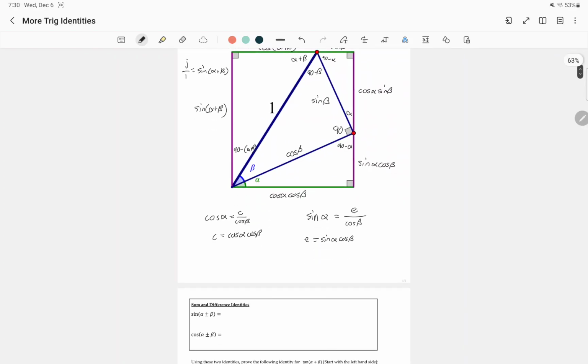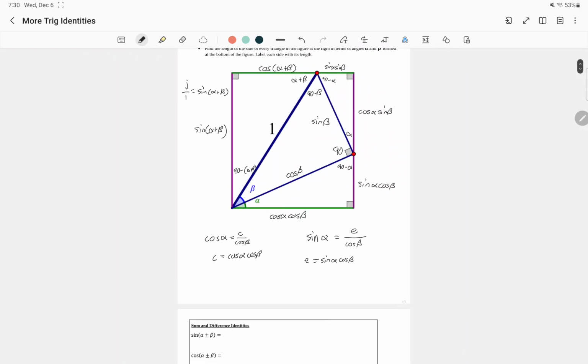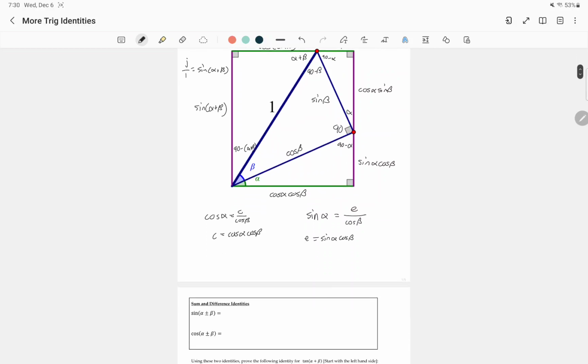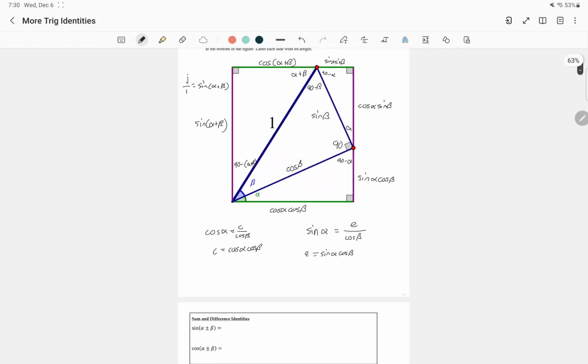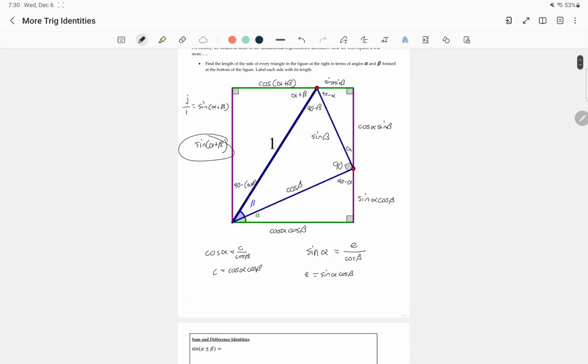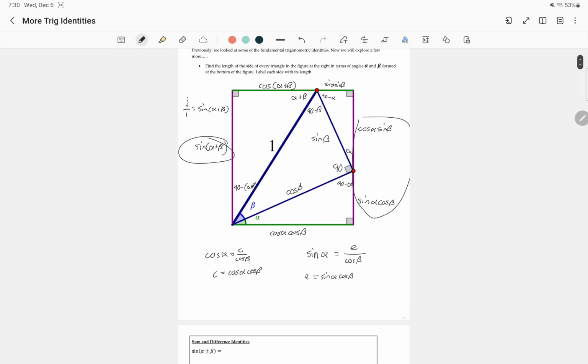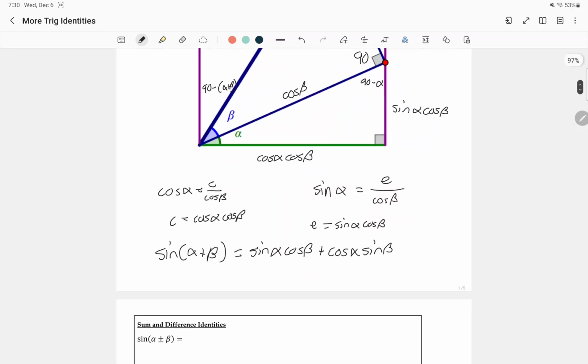All right, from here, the most important thing to know is that this is a rectangle. So that means opposite sides must be equal. This will give us our first identity. We'll take this side and set it equal to this side. So basically we're going to get sine of alpha plus beta, all in parentheses, is equal to sine alpha cosine beta plus cosine alpha sine beta. We'll notice from here that this makes a sine-wich because the sines are on the outside.